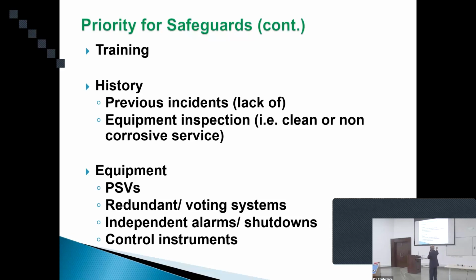Independent alarms, shut down. Same way, alarms. If there is anything which is going outside the control, then the alarms will be able to caution you. And the DCS operator will be able to take action. Shut down, control instrumentation. These are the various ways the equipment is protected.